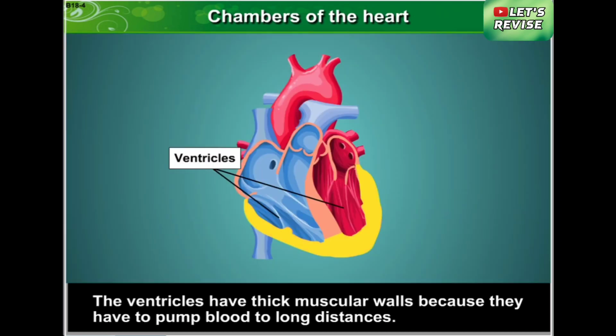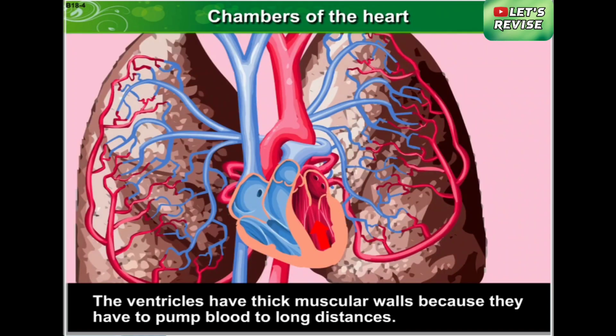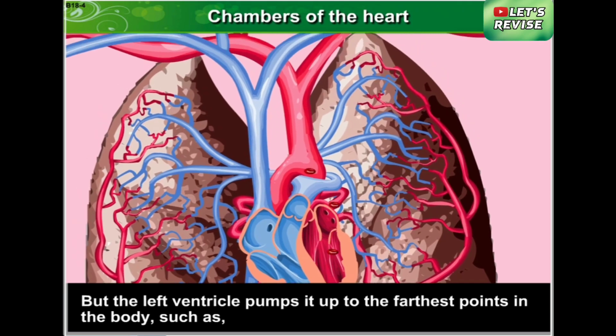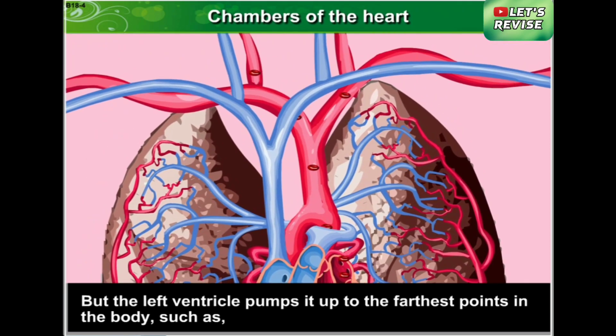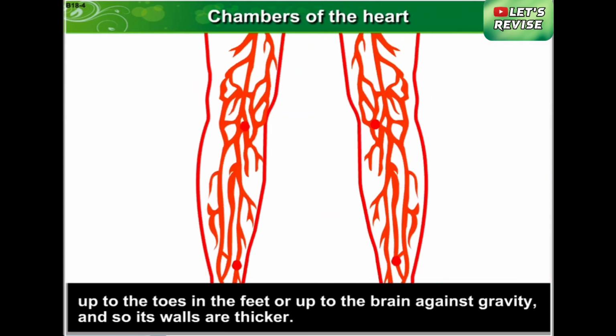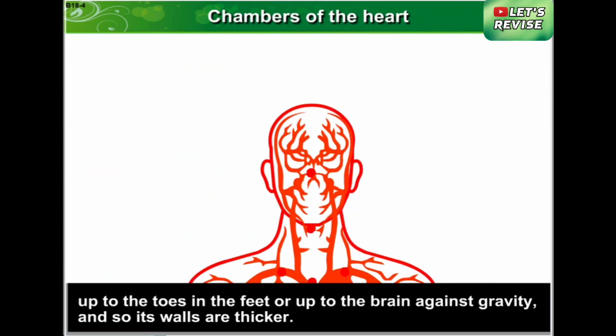The ventricles have thick muscular walls because they have to pump blood to long distances. The right ventricle pumps blood only up to the lungs for oxygenation, but the left ventricle pumps it up to the farthest points in the body, such as up to the toes in the feet or up to the brain against gravity, and so its walls are thicker.